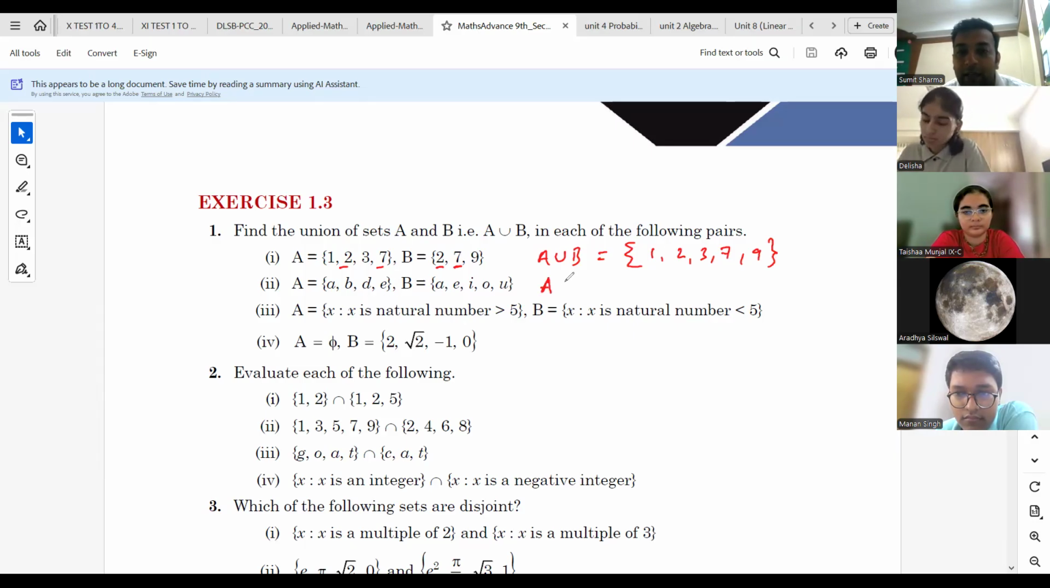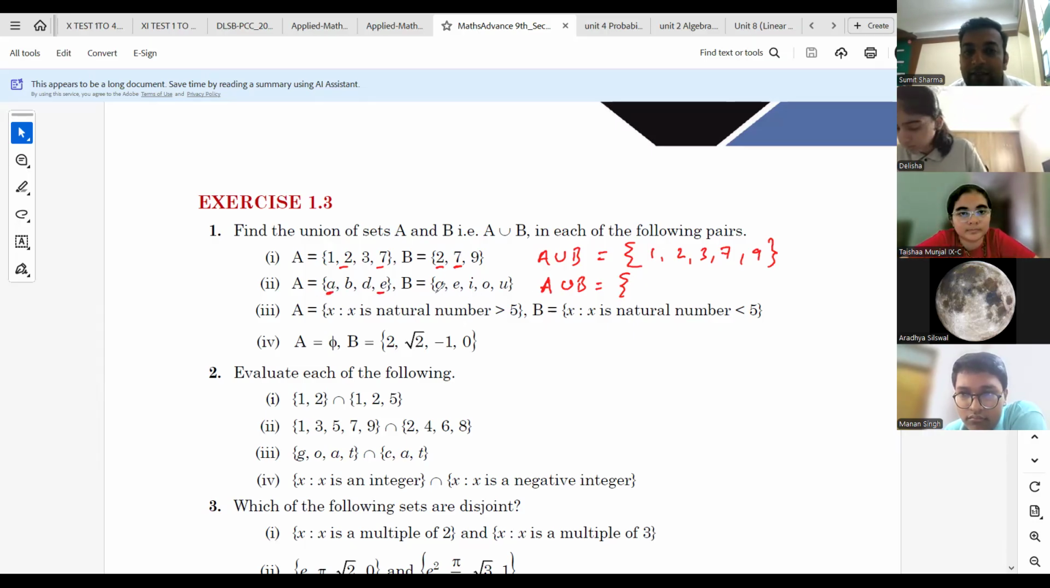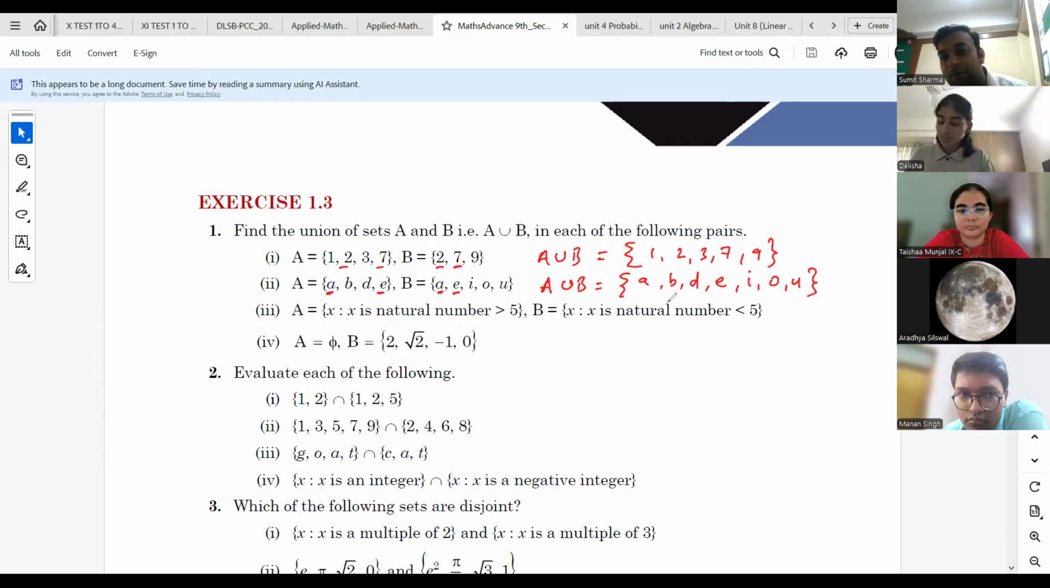Similarly, here A union B in the second part, in the first one, A is A, B, D, E, whereas in B, it is the set of all vowels. So you can see A and E are repeating here. You'll write A and E only once, and the other elements will also be written in this order: I, O, and U. So you can see that all the elements of A are there, all the elements of B are also there in the set.